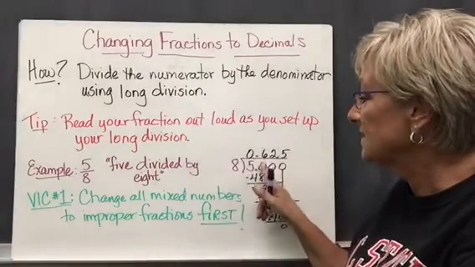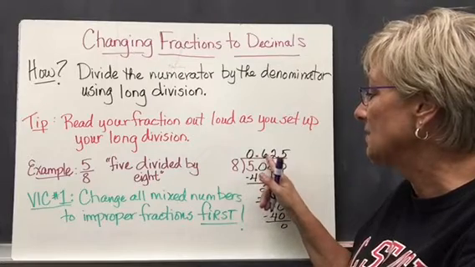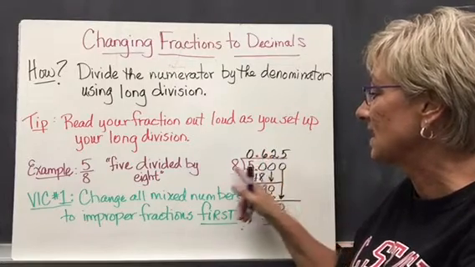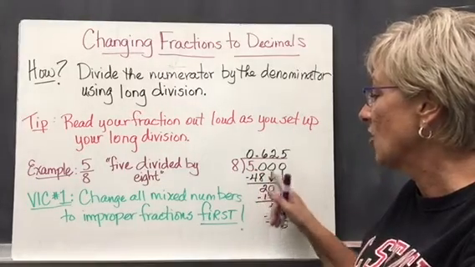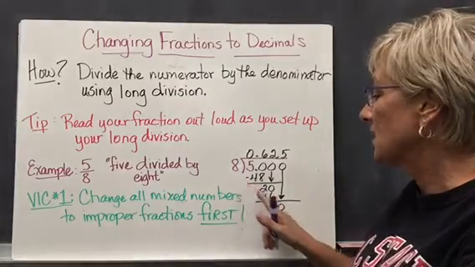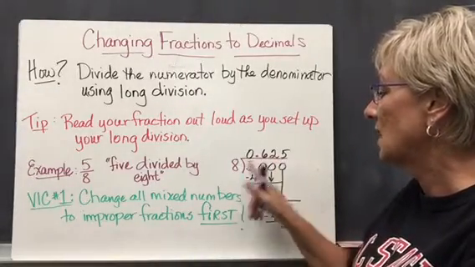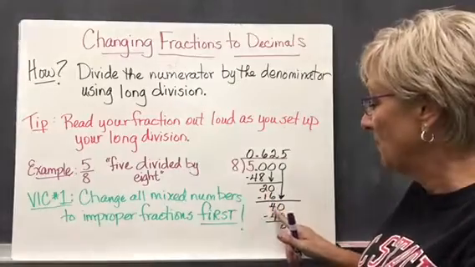But if I add a 0, I know that 8 will go into 50 6 times, because 6 times 8 is 48. And I'm going to subtract this. I have 2 left over. I have to add a 0, bring it down. 8 goes into 20 2 times. 2 times 8 is 16. Subtract 16 from 20, that gives me 4.